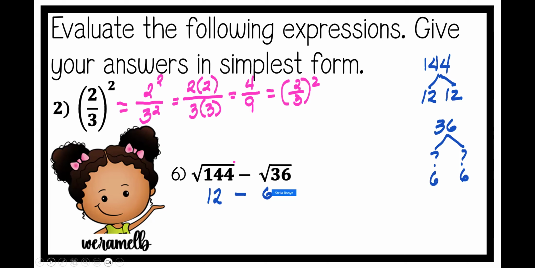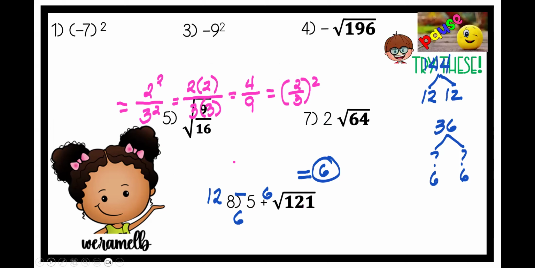Are we done? Not yet, because there is still an operation that we can perform. 12 minus 6 will give me 6. And this is the simplest form of this expression, the square root of 144 minus the square root of 36. Okay, we're good. All right, let us see.